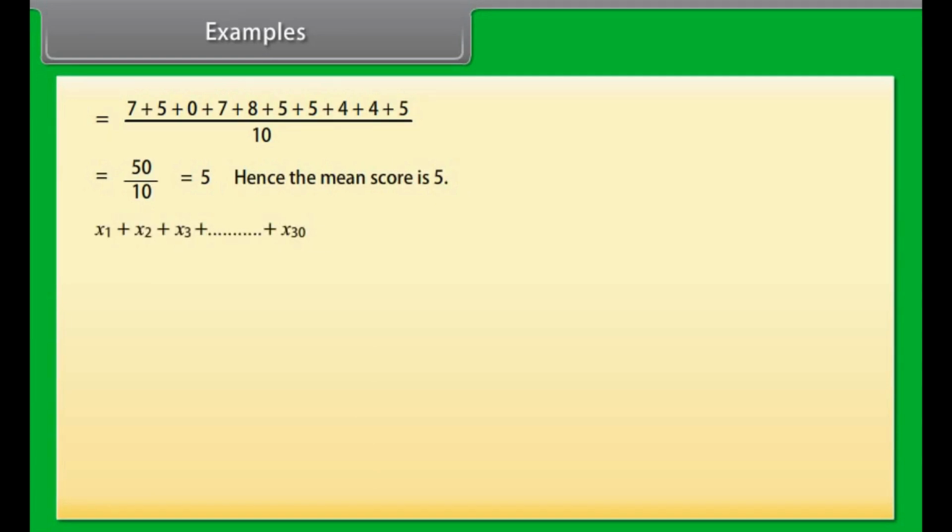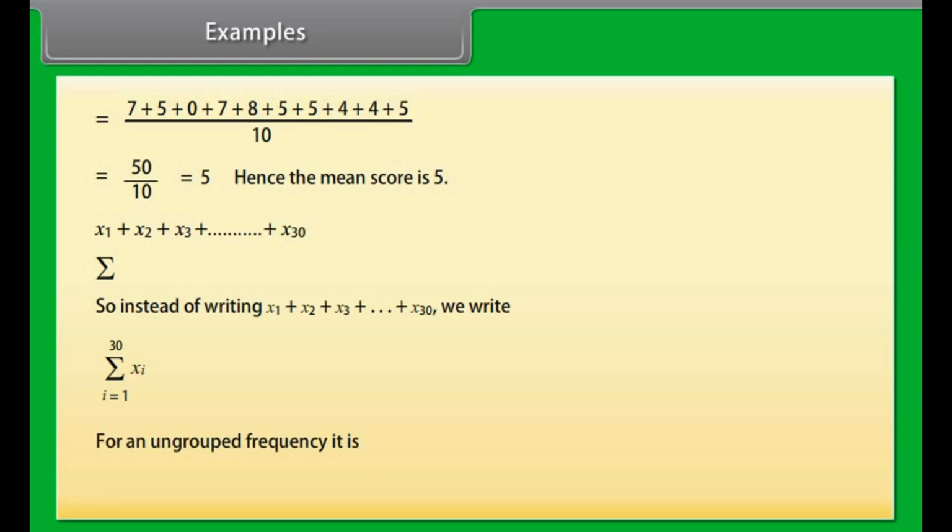If the observations are large, for example, up to x30, then it would take a lot of time to calculate the mean. To solve such problems, we use the Greek symbol sigma for summation. So instead of writing x1 plus x2 plus x3 and so on till x30, we write it in this way, which is read as the sum of xi as i varies from 1 to 30. For an ungrouped frequency, it is as follows.